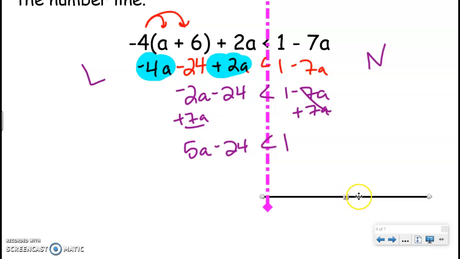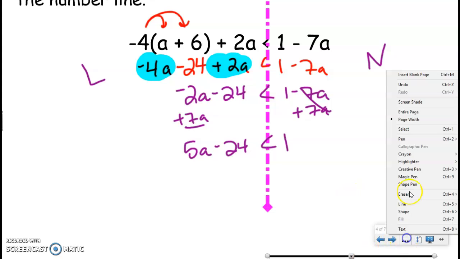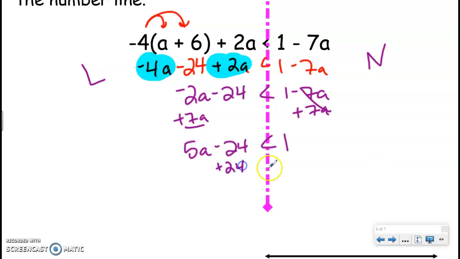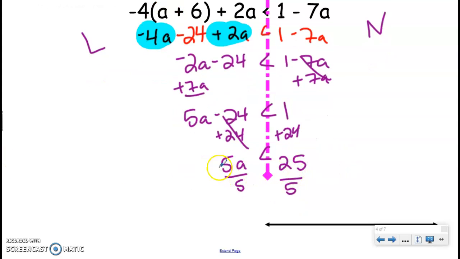Once I'm here, I need to continue. Solve my two-step inequality. So I need to cancel that negative 24 by adding 24 to both sides, to get 5a is less than 25. And then my very last step is to divide by 5 on both sides. Notice that when I do that, 5 is positive, so I do not flip my sign. So I get a is less than 5.